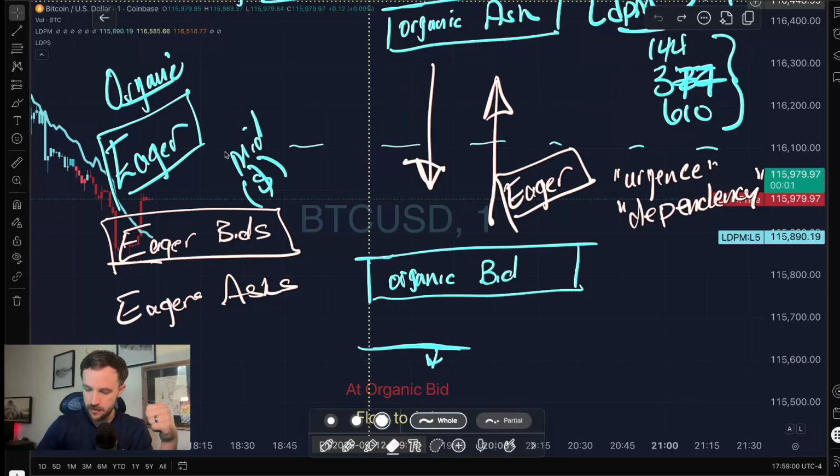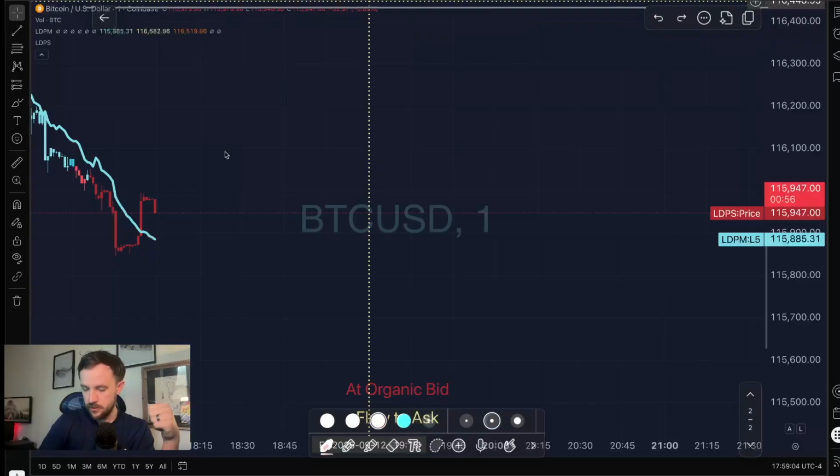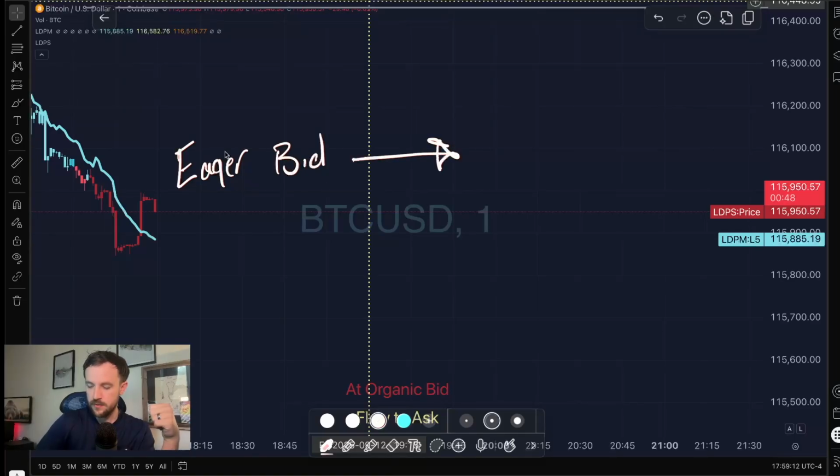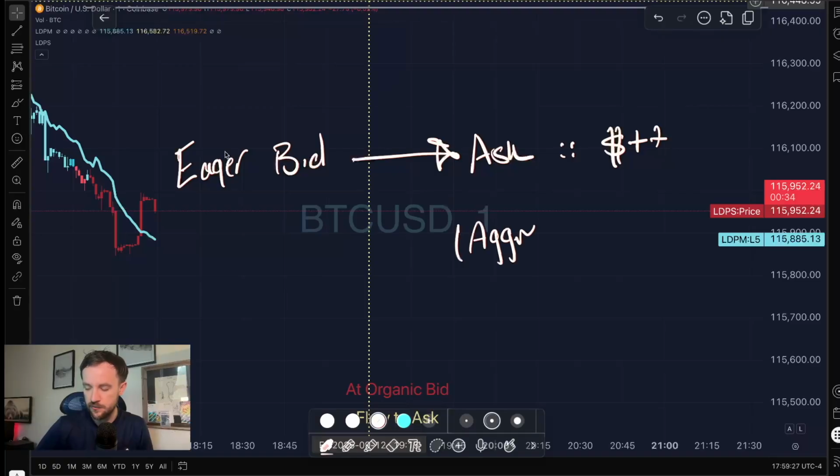Let's get rid of that guy. Maybe I do this. So we have the eager bid moves to the ask. And if it's the organic ask, then we know that the consequence is definitely going to be price appreciation. And it usually almost always is, unless you get something funky, like if an aggressive walks in. But for 90% of the time, the response is a price appreciation, right?